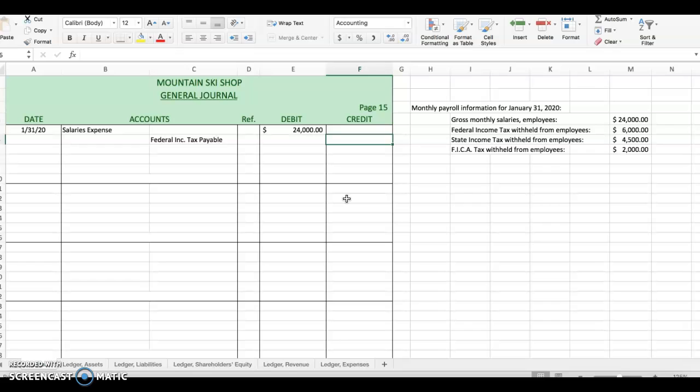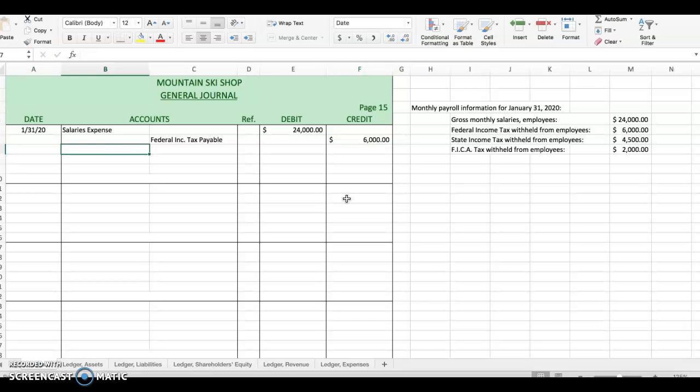GAAP, Generally Accepted Accounting Principles, says that this still is to be considered a liability. The business does have to pay it. It's the employee's money. We'll have to pay it on their behalf later, but we don't get an asset in return. But again, it is a payable, which means a liability. So the credit is $6,000.